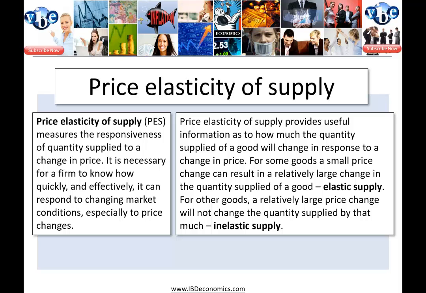Now, for some goods and services, a small price change can result in a relatively large change in the quantity supplied of a good. We call this elastic supply. Relatively large changes in quantity supplied, elastic supply. And for other goods and services, a relatively large price change will not change the quantity supplied by that much. So when the quantity supplied doesn't change that much in response to a price change, we call this inelastic supply.